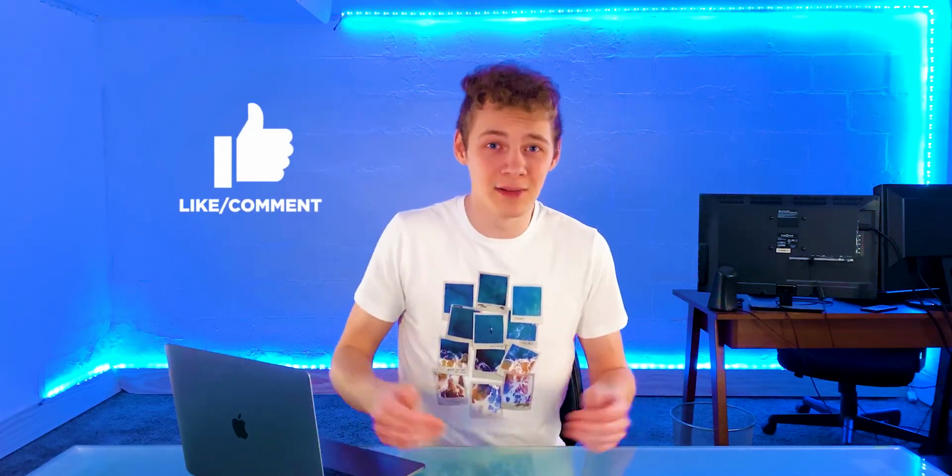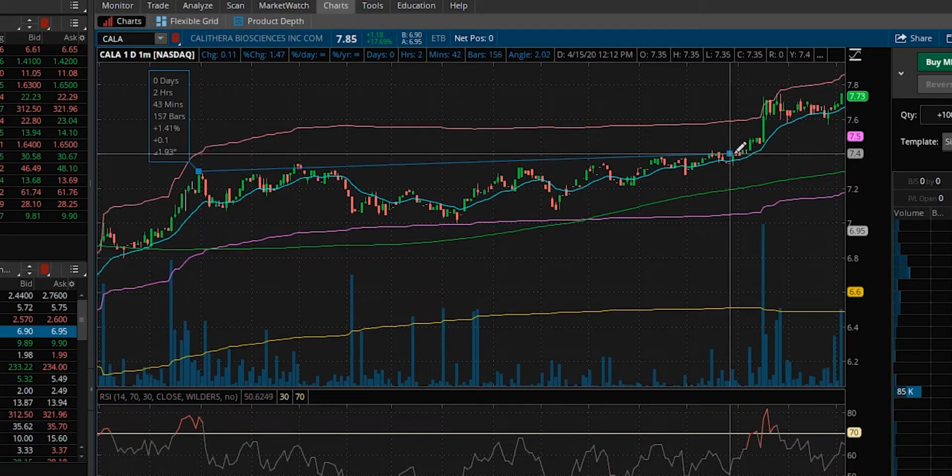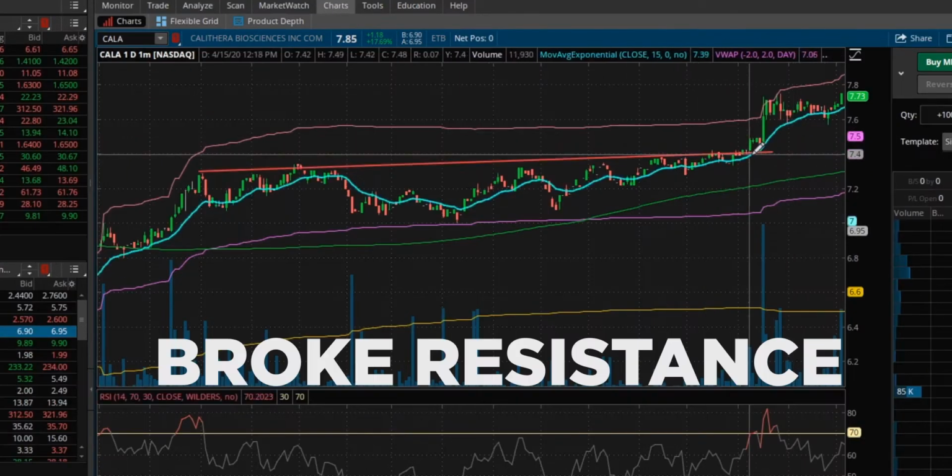Now, all of these rules aren't set in stone. They can be broken at almost any time due to news or any other reason. But overall, it's a good way to tell whether or not a stock is worth buying.